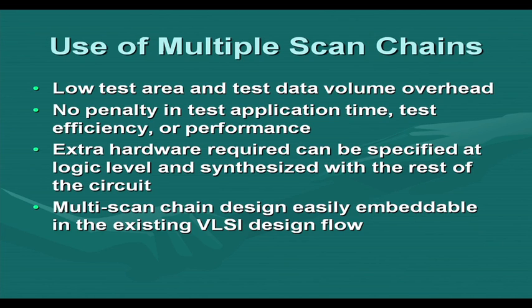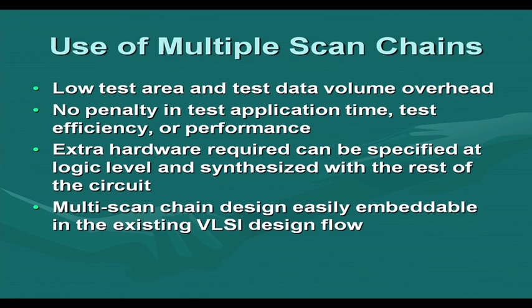We can form test slices, and many compression mechanisms like Huffman code rely on this scan slice. So the test volume can be reduced by doing the compression. Test application time can also improve. So there is no penalty, but rather an improvement because the shifting can be done faster. Efficiency and performance are not affected. However, extra hardware is required, and that can be specified at logic level and synthesized with the rest of the circuit. So we need some separate scan control hardware.